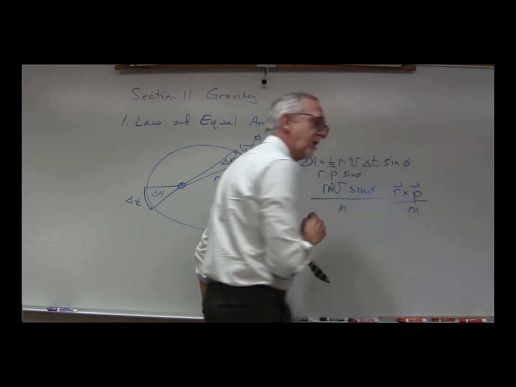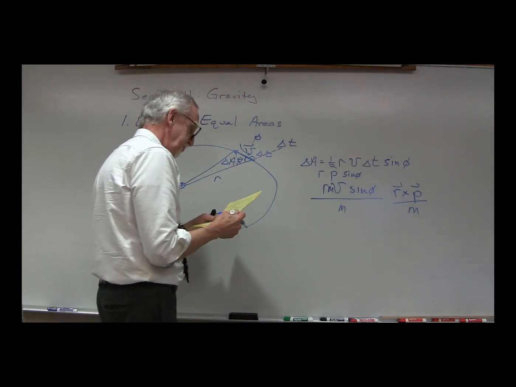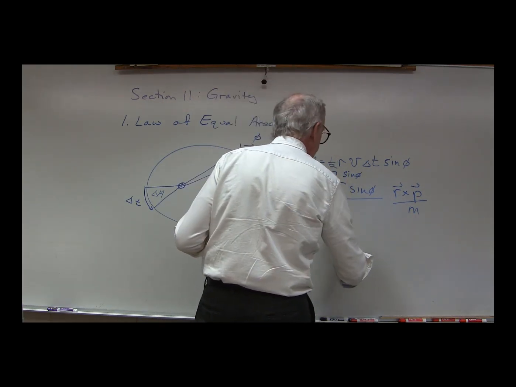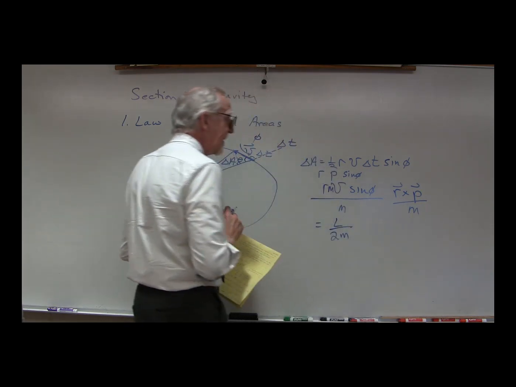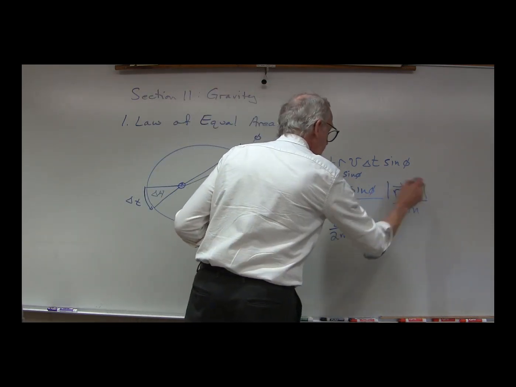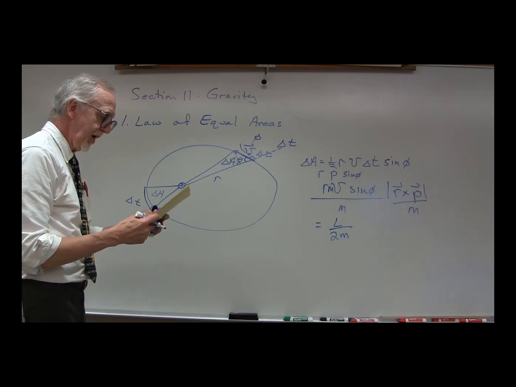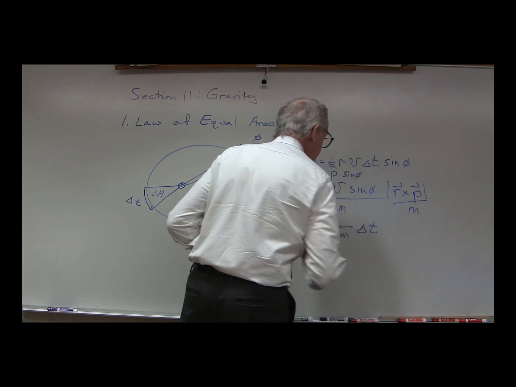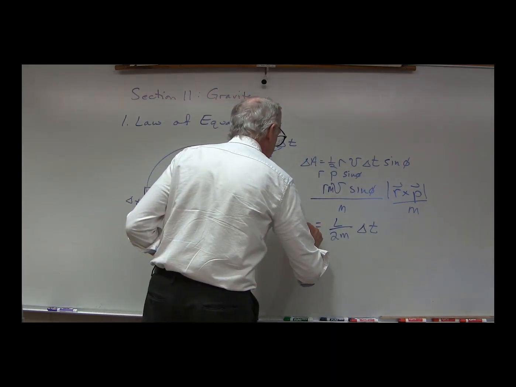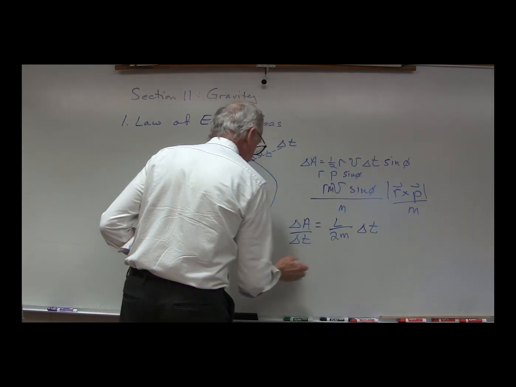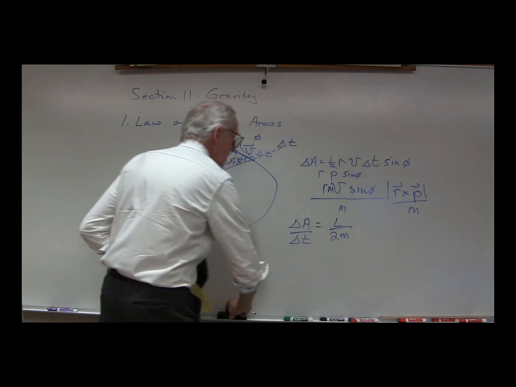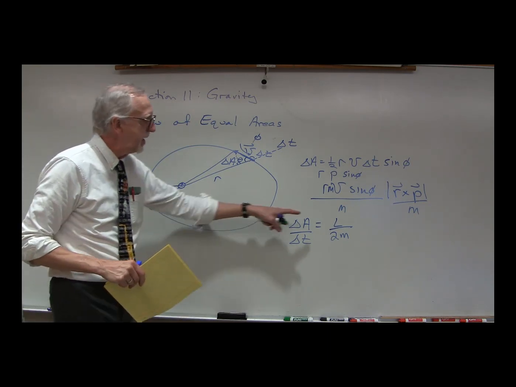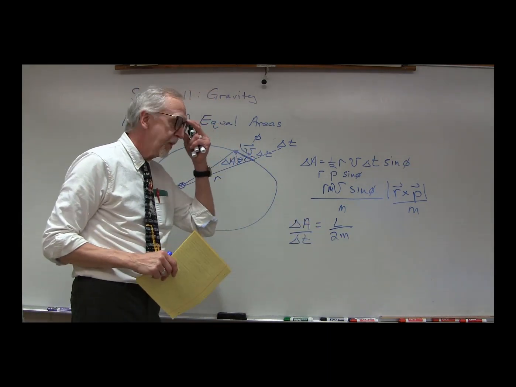divided by m. But what is r cross p? That's the angular momentum. With the 1/2, that is the angular momentum over 2m times delta t. So the area, if we divide by delta t, that rate, delta A over delta t, in other words, the area per time, is equal to L over 2m.